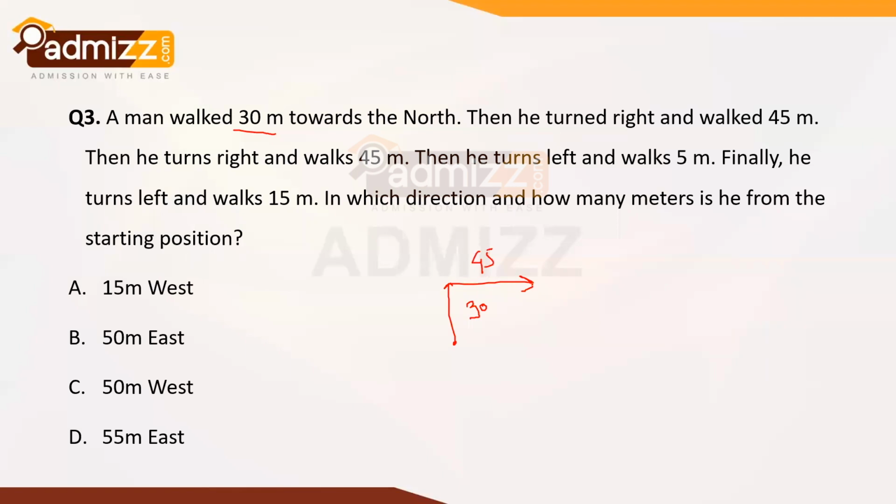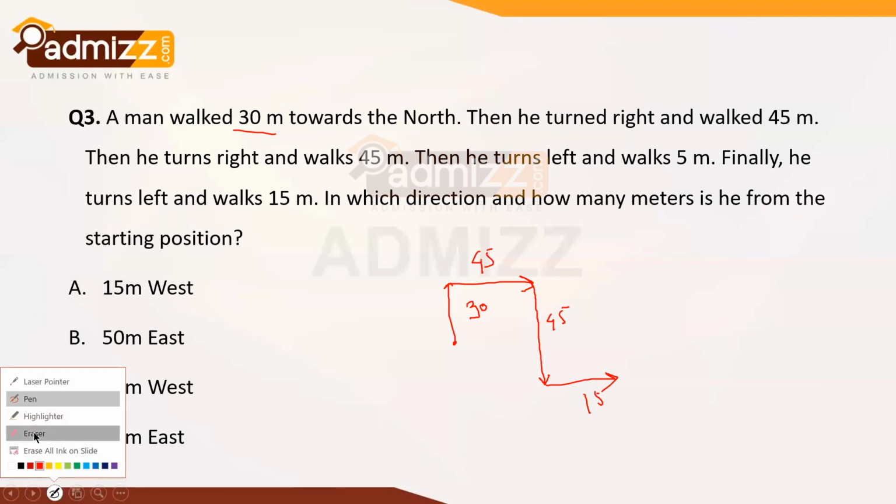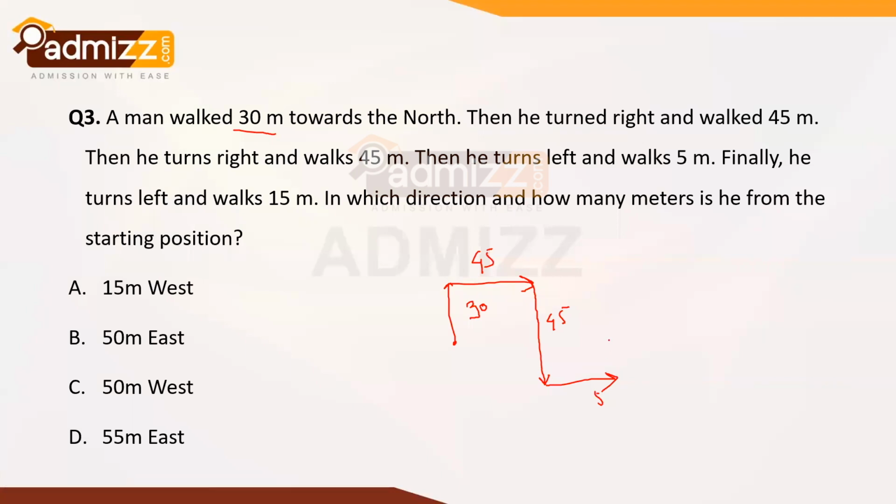Then he turns right again, so that's bottom, and walks 45 meters. Then he turns left. From this particular position, his left is going to be here, and he walks 5 meters from here. Just let me erase the 1. Then he turns left from here, which is up, and walks 15 meters.